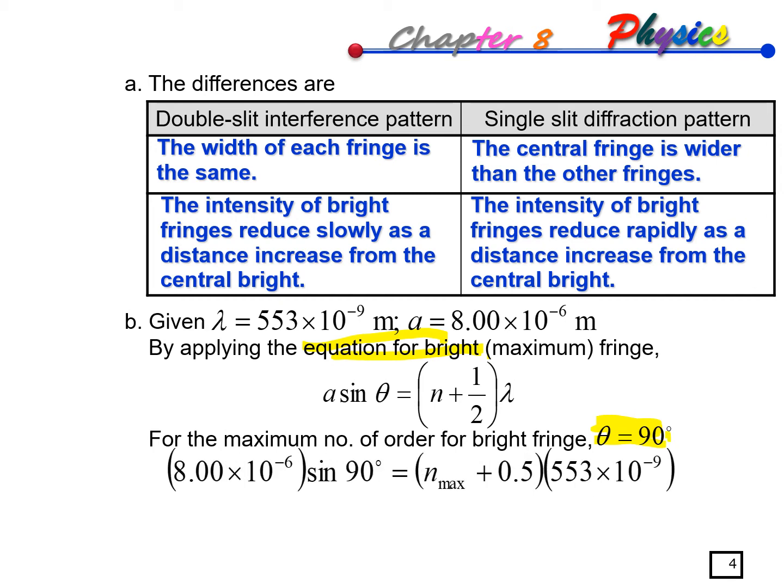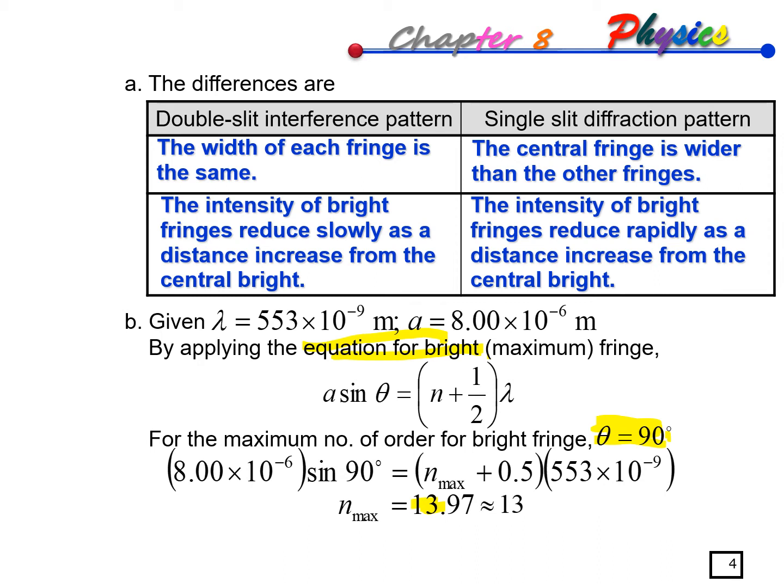So replace in all the given information. a is already given, and sin 90, for the maximum order. Over here we end up with 13.97, which means the maximum order will be 13 only.